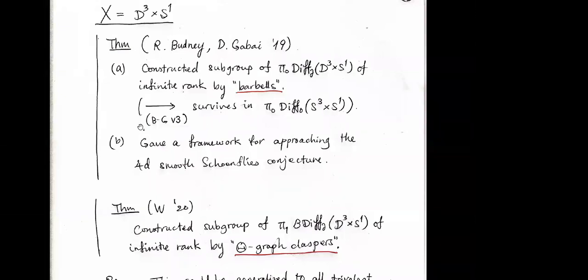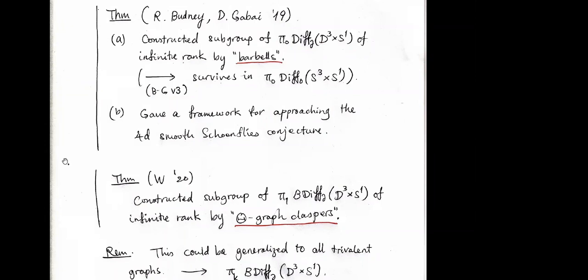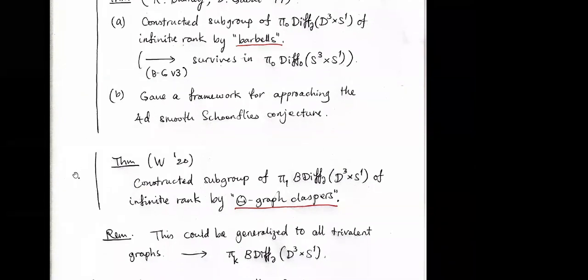This appeared in David Rabai's talk. And also they gave a beautiful framework for approaching the four-dimensional smooth Chern phase conjecture, which is useful. Rediscovering Maeser's geometric criterion to give a counterexample. And we gave another approach to this result, slightly different, but another approach.